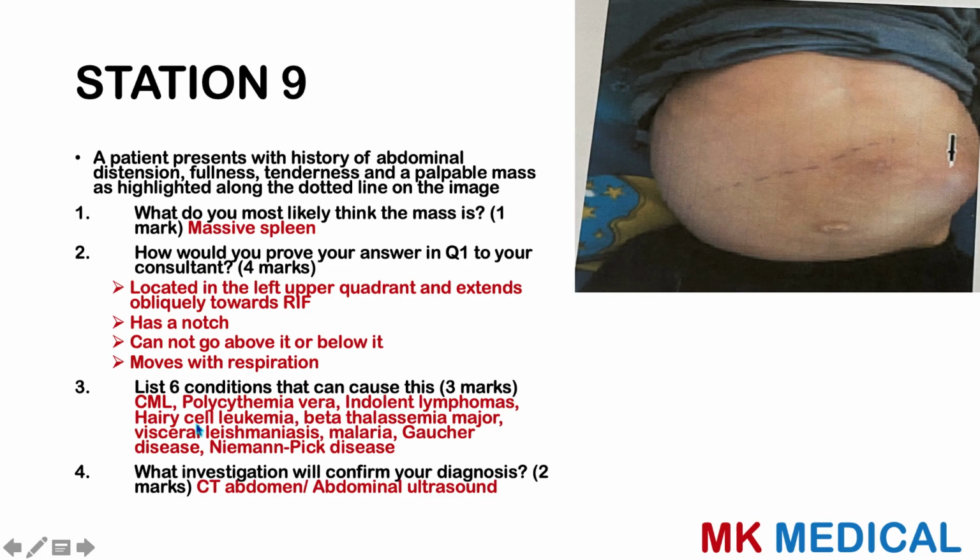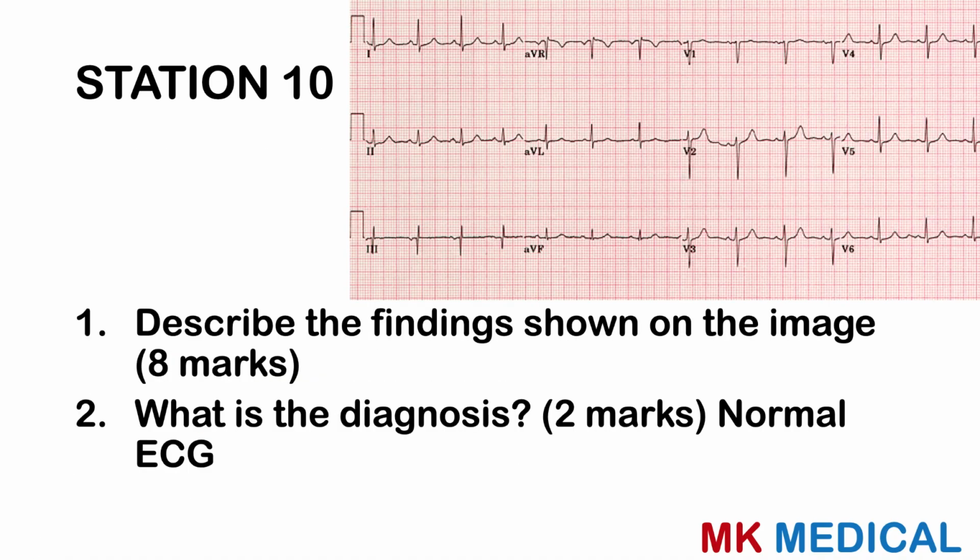It can be enlarged massively in chronic myeloid leukemia, polycythemia vera, indolent lymphomas, hairy cell leukemias, beta thalassemia major, visceral leishmaniasis, malaria, Gaucher's disease, which is an infiltrative disease, and Niemann-Pick disease, which is also another infiltrative disease. You can confirm this by doing a CT abdomen and an abdominal ultrasound.